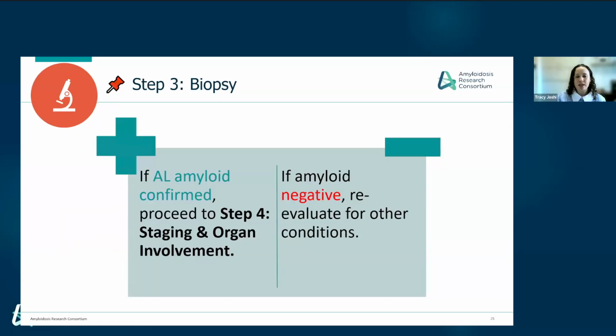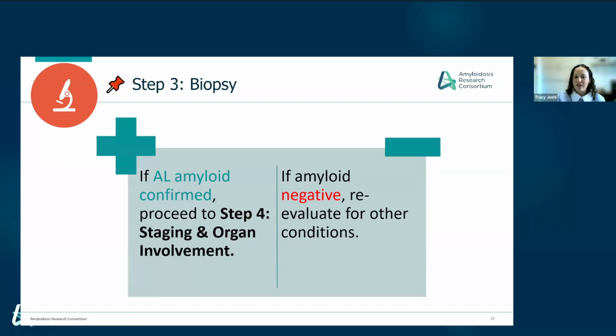If AL amyloidosis is confirmed, proceed to step 4, staging and organ involvement. This means the amyloid deposits have been detected, and additional testing is needed to see which organs are affected and how severe the condition is. Staging helps us guide treatment decisions by assessing the heart, the kidneys, and other organ involvement.